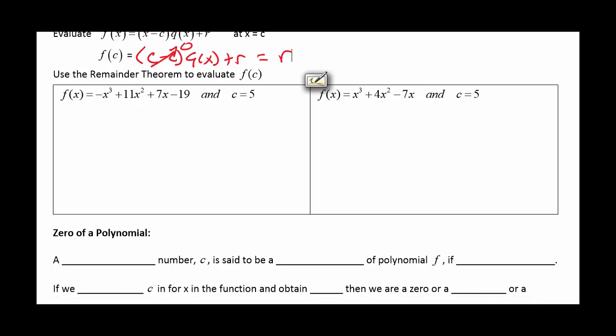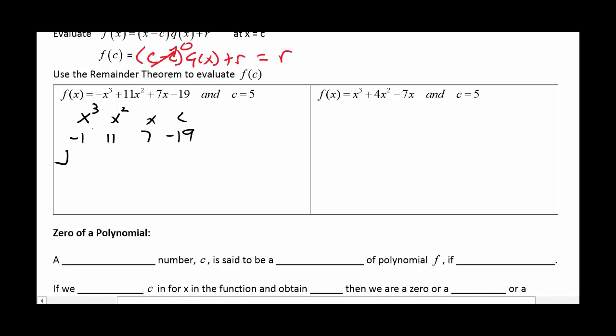Now that said and done, we've got the old way and the new way. The old way of evaluating functions is to type it in and work it out term by term. The new way is to use synthetic division. So finding the remainder when c is 5 given this function, is just synthetic division. So make a list of my coefficients: -1, 11, 7, and -19. And I'm going to synthetically divide it in.